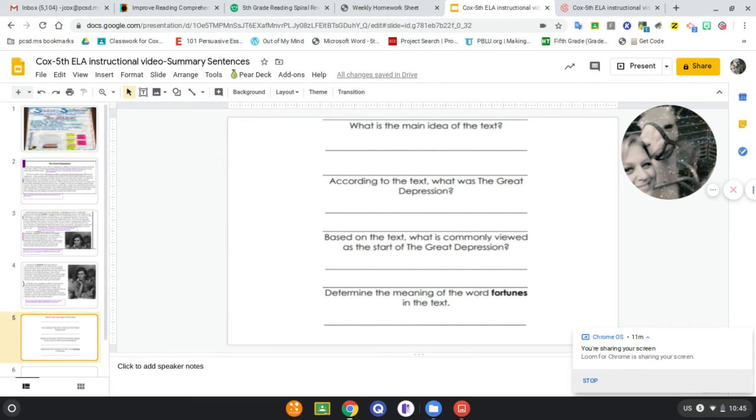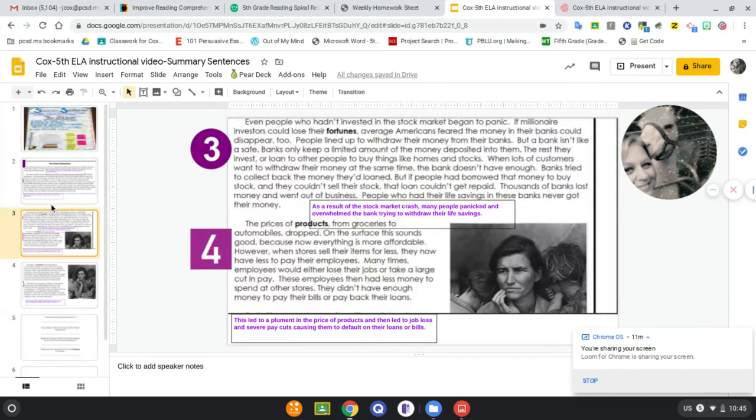And then the last question here, just as an example, determine the meaning of the word fortunes in the text. Okay, it was in section 3. I'd already told you about some of the context clues and stuff around that, where it talked about the stocks and money and people losing their life savings. So I can infer that fortunes means a large amount of money. Just using that and our summary sentence.